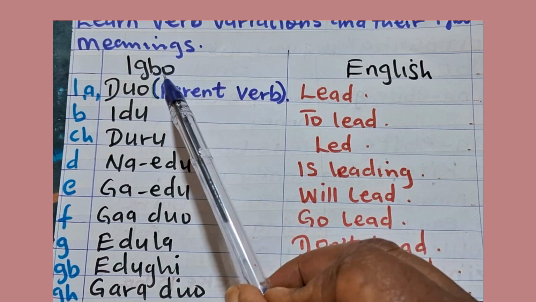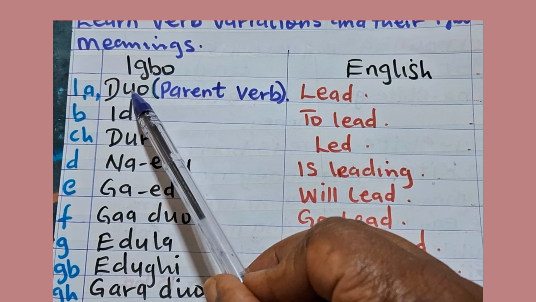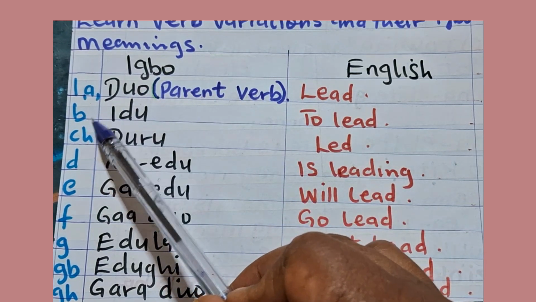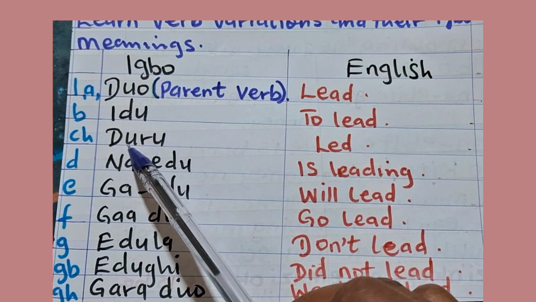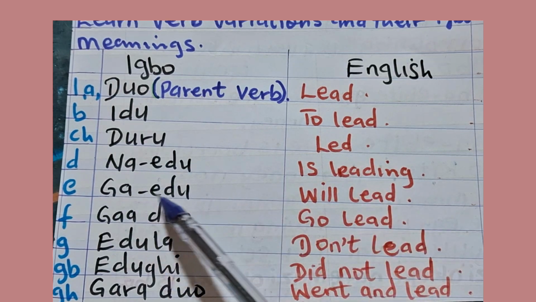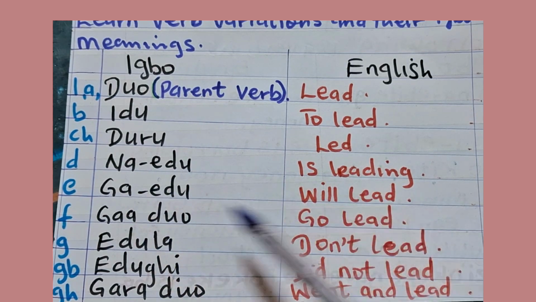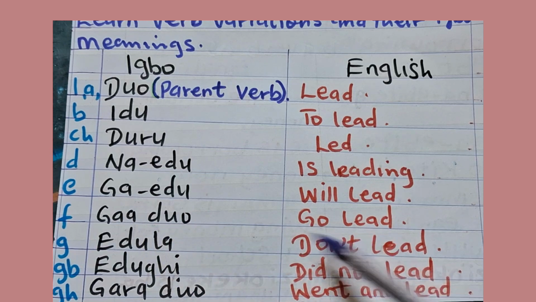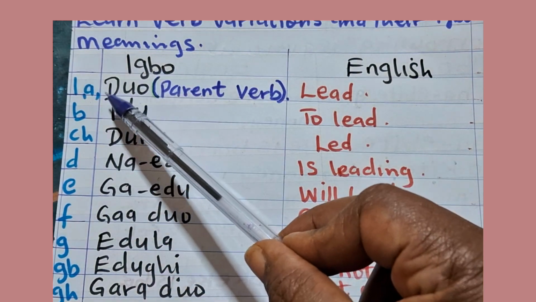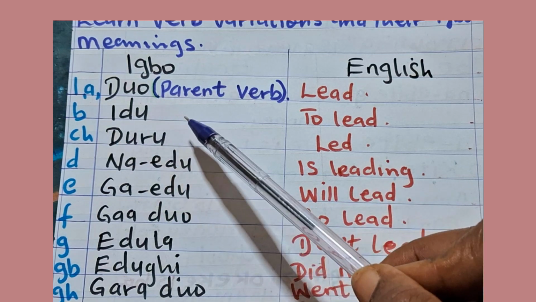Now you have seen how we change this duo, being our parent verb, duo, lead. We change it to idu, to lead. Duru, led. Na edu, is leading. Ga edu, we lead. Ga duo, go lead. Edula, don't lead. Eduhi, did not lead. Garaduo, went and lead. So you have seen how it varies through adding prefix and suffix or suffixes.